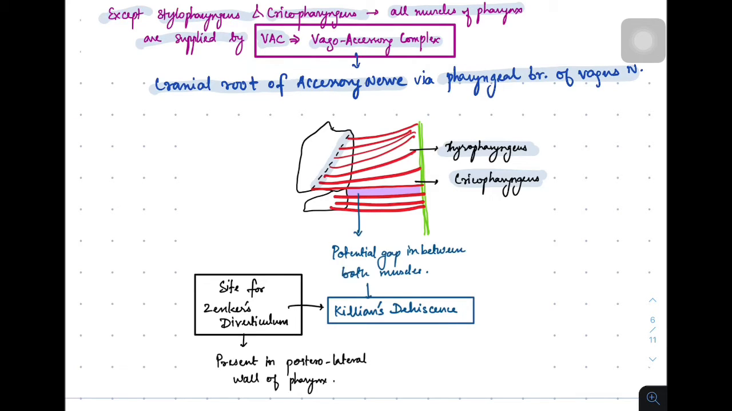So between these two muscles, there is a potential gap. This potential gap is called Killian's dehiscence. This Killian's dehiscence is the site for Zenker's diverticulum, which is present in the posterolateral wall of pharynx. So this was the clinical aspect of Killian's dehiscence.